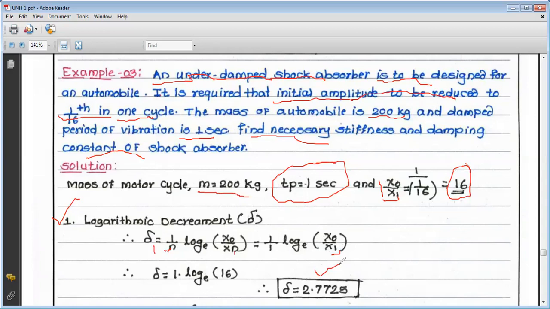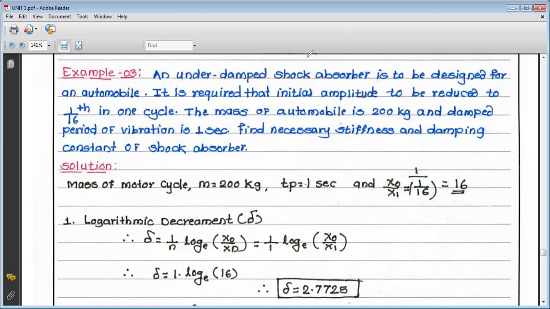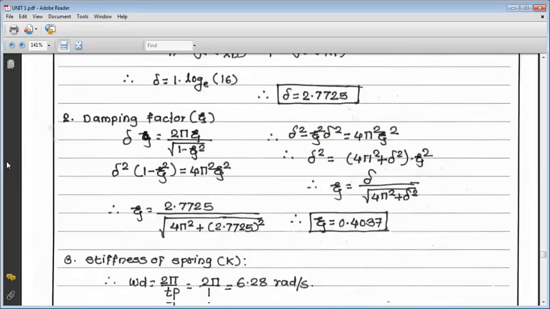Now from this logarithmic decrement, we can find out the value of zeta, because we know that delta is equal to 2 pi zeta upon square root of 1 minus zeta square. This is another formula of logarithmic decrement. So we have found logarithmic decrement first. Next we are going to find the value of zeta, that is the damping factor. What is the formula for delta? Delta is equal to 2 pi zeta upon square root of 1 minus zeta square.